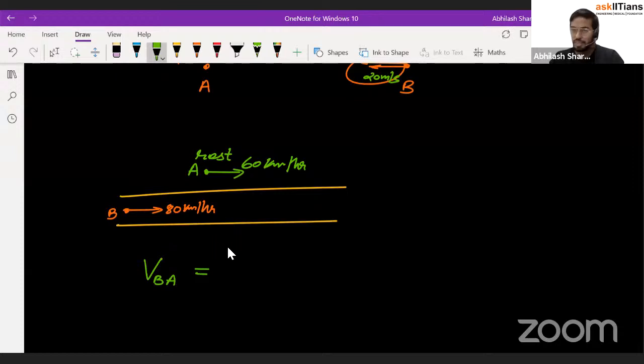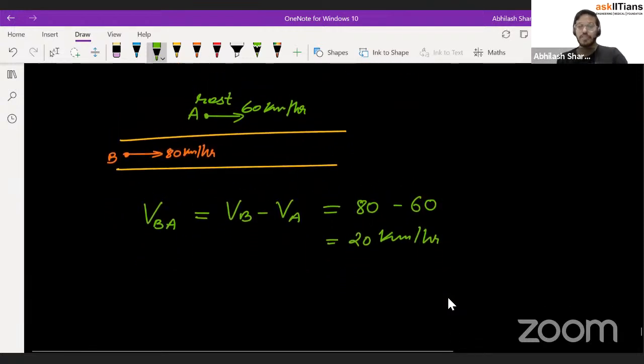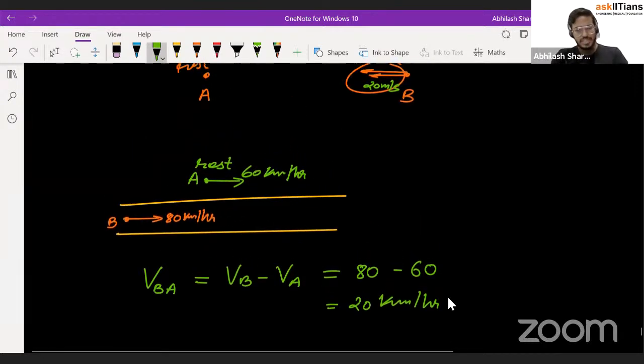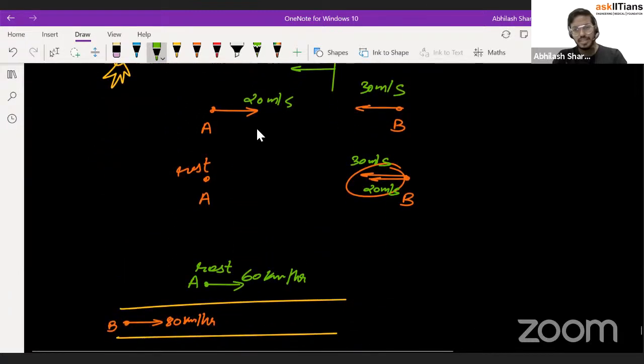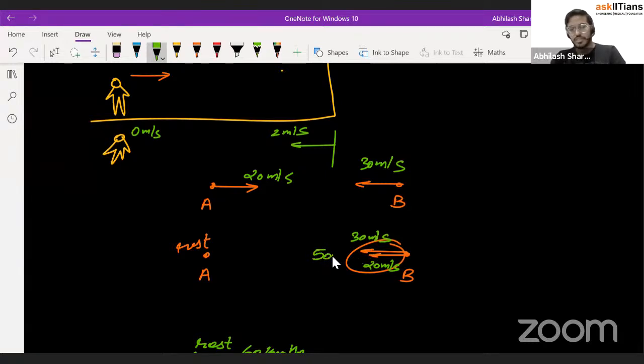Which is nothing, all of us have given the answer. It is nothing but VB minus VA. It's 80 minus 60. I think every individual in this class has answered it, isn't it? Now that is exactly how the formula of relative velocity is derived. What is the formula of relative velocity? Whenever you have to find the speed of B with respect to A, just subtract their speeds. That's all. All right. Now you would be thinking that it's fine here, but we didn't subtract in the first example you gave. In the first example, when it was 20 and 30, we should have subtracted and got 10, but we got the answer as 50.